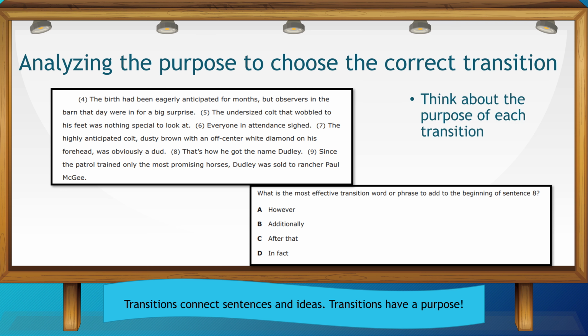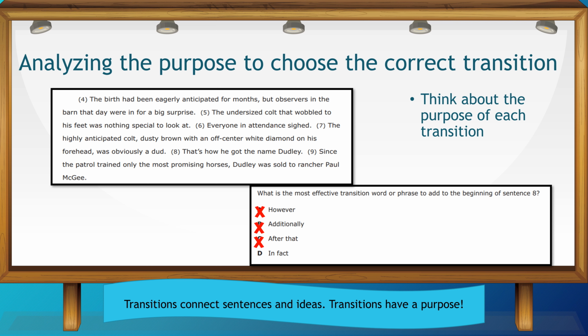So before we begin to answer, we need to look at our answer choices and think about the purpose of each transition word. We know that however is a transition word that shows contrast or a different thought. Additionally adds information. After that is a time order word, and in fact emphasizes a point. So we can get rid of however because there's no contrast of thought here. We can also eliminate additionally because we're not adding a different point or an additional fact.